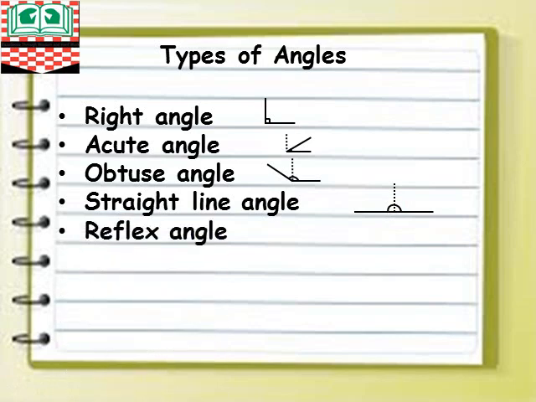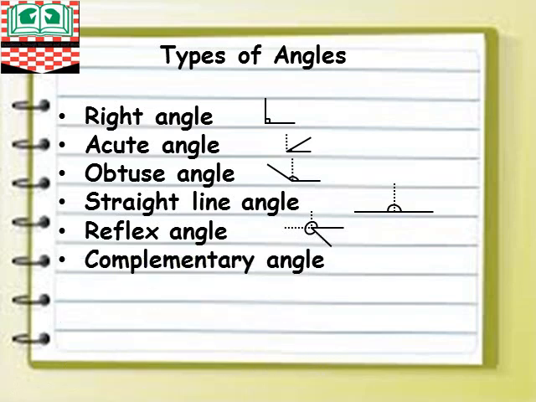Now, reflex angle. Reflex angle is bigger than straight line angle. As you can see, reflex angle is more than 180 degrees, but it's not up to one complete rotation. It's more than 180 degrees, but it's less than 360 degrees.